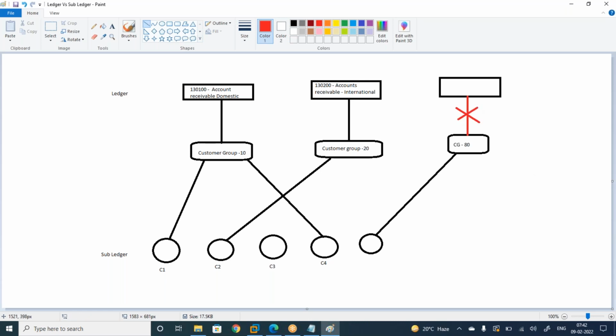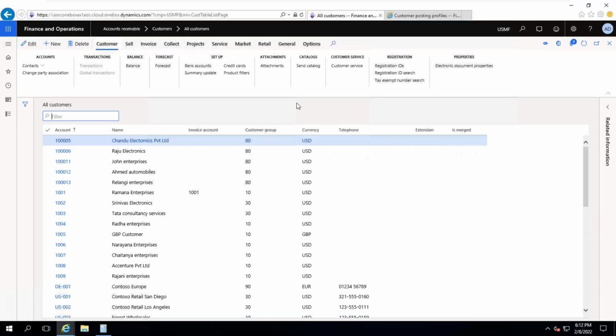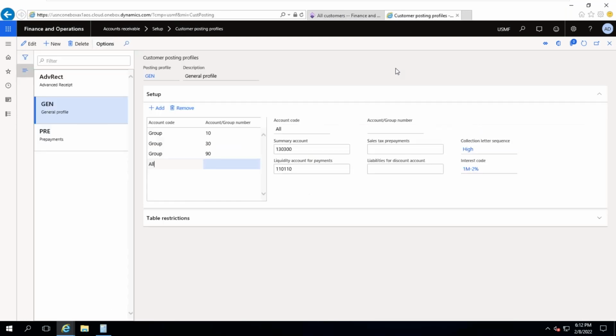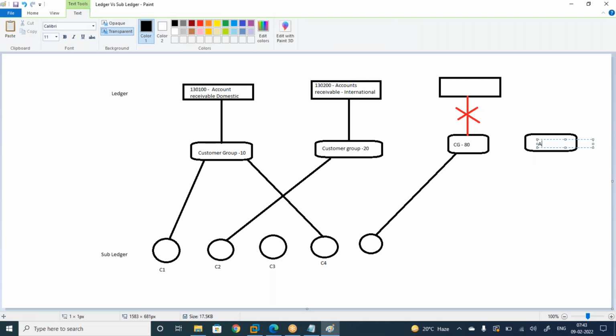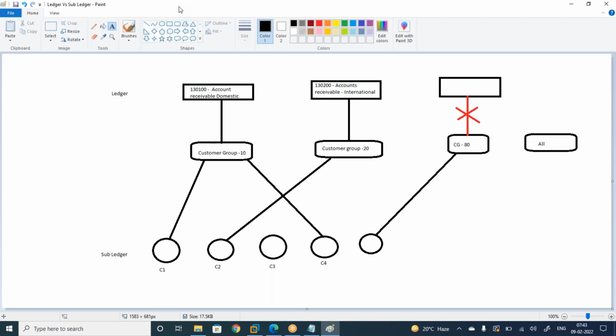If it does not exist, what happens? Here, some customers are linked with 80. This 80 group is not mapped with anything. Then it will search for all. If it does not exist like this, it will search for all. We can map one ledger account for all.